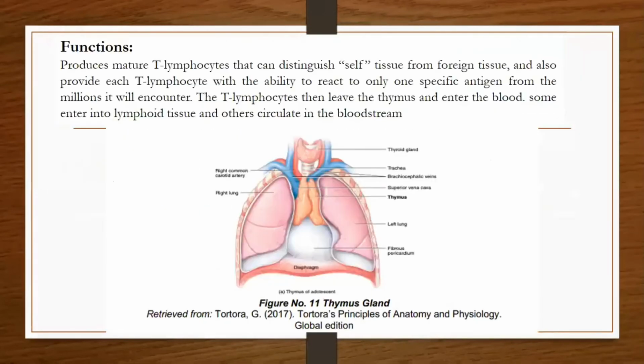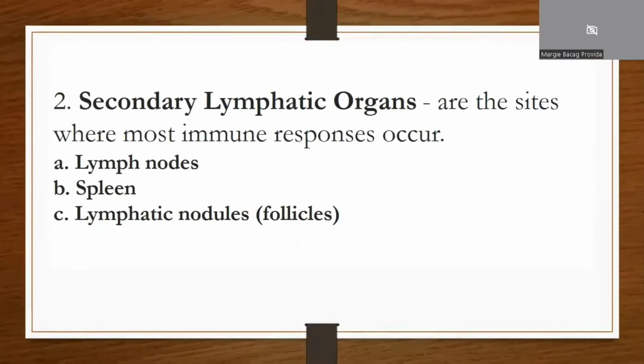Now, let's talk about secondary lymphatic organs. Secondary lymphatic organs are the sites where most immune responses occur. All of our other lymphatic organs are considered to be secondary lymphatic organs. These competent cells will migrate to the secondary lymphatic organs after maturation in the primary lymphatic organs.